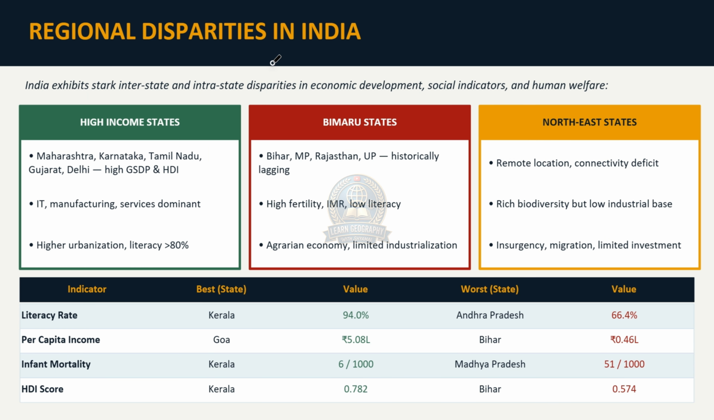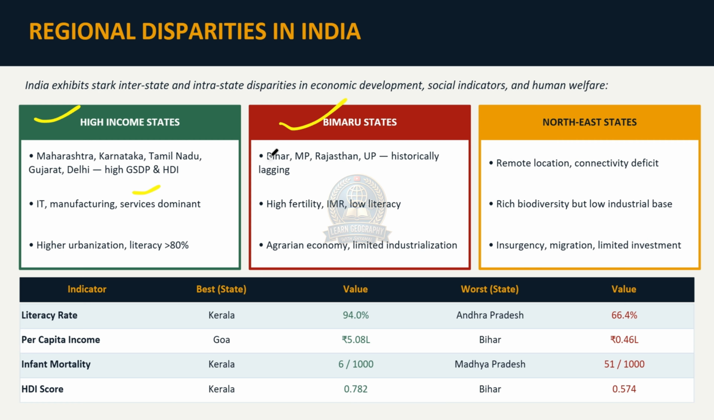Now, regional disparities in India. India exhibits stark inter-state and intra-state disparities in economic development, social indicators and human welfare. High income states: Maharashtra, Karnataka, Tamil Nadu, Gujarat, Delhi, high GSDP and HDI, IT, manufacturing and service dominant. Higher urbanization, literacy more than 80%.